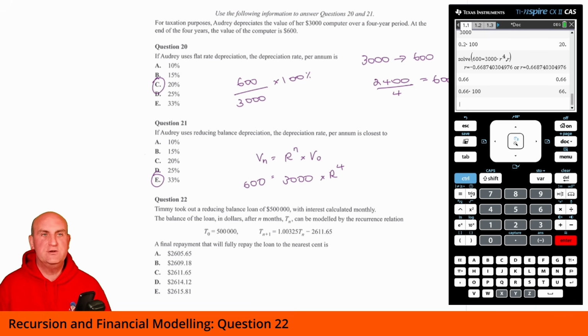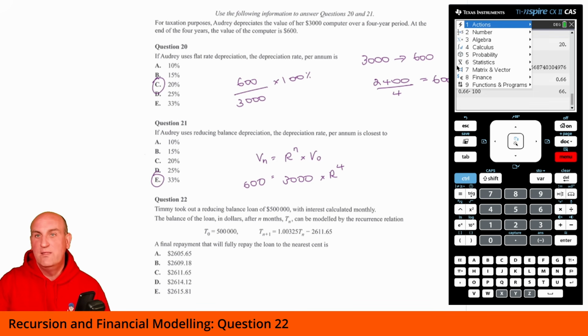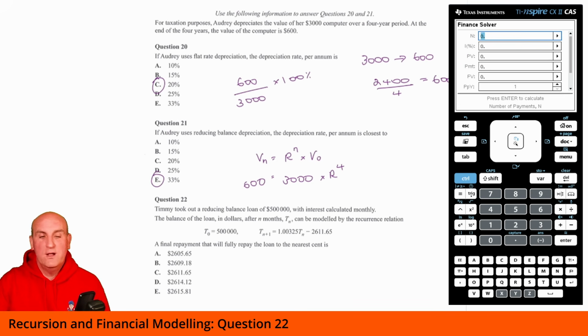Timmy took out a reducing balance loan of $500,000 with interest calculated monthly. The balance of the loan in dollars after n months can be modeled by the recurrence relation. A final repayment that will fully repay the loan to the nearest cent is, okay, as far as I'm concerned, this was a financial solver question. Again, there may be other ways of doing it. I quite like financial solver.